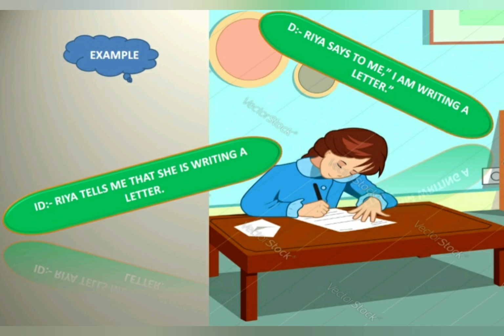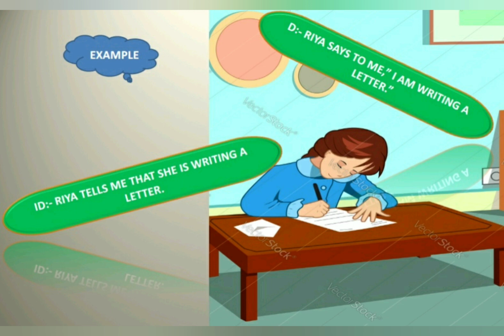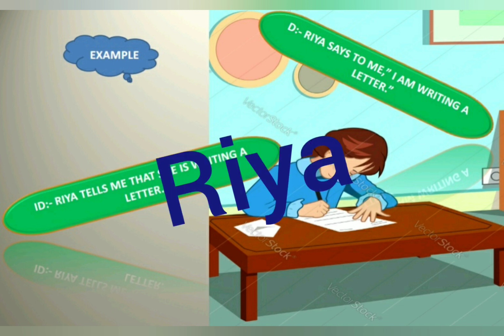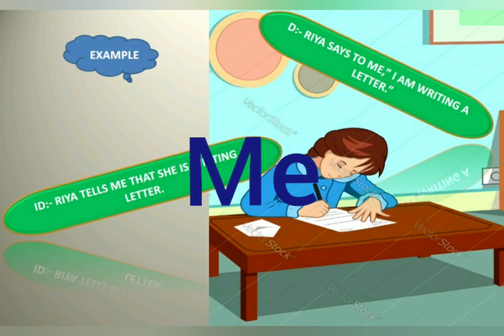One more thing to note is, in direct speech, I is written. The sentence is, I am writing a letter. So who is writing a letter? Speaker or listener? Tell me, who is the speaker? Ria. And who is the listener? Who is listening to Ria? Me.